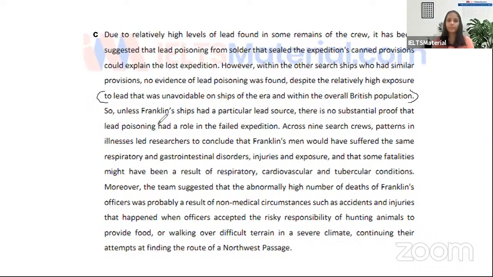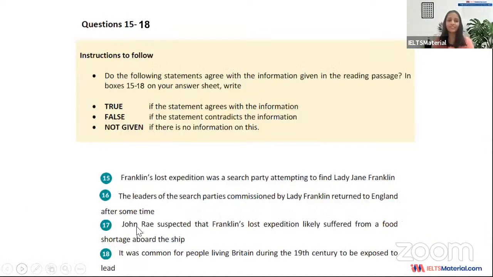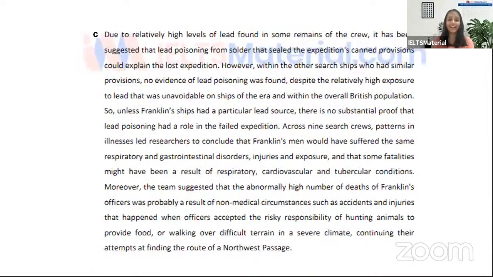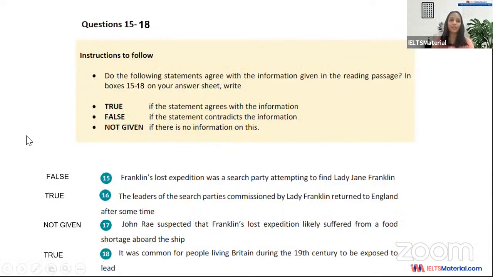British population. High exposure on ships of that time and overall British population. So we have found the keywords. Now let me know, is it true, false, or not given? Let's see the question. Yes, true. Yes, right, Asmat. Perfect. All right, so we have solved these passages and found the correct answers of all the 4 questions. So check out if all your answers are correct or not.